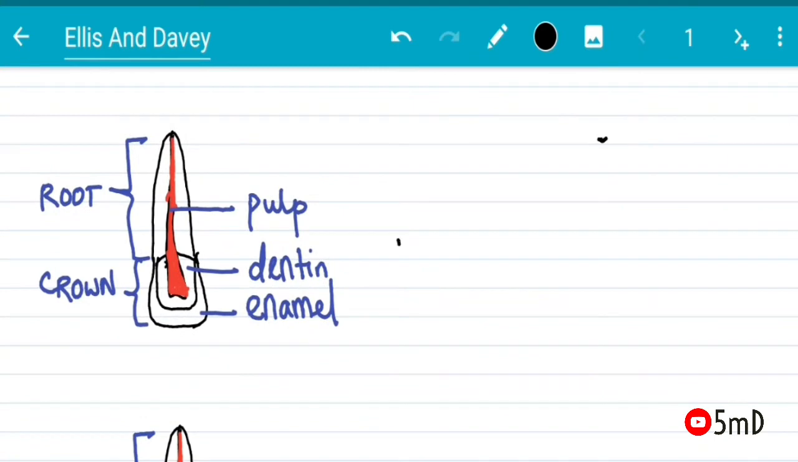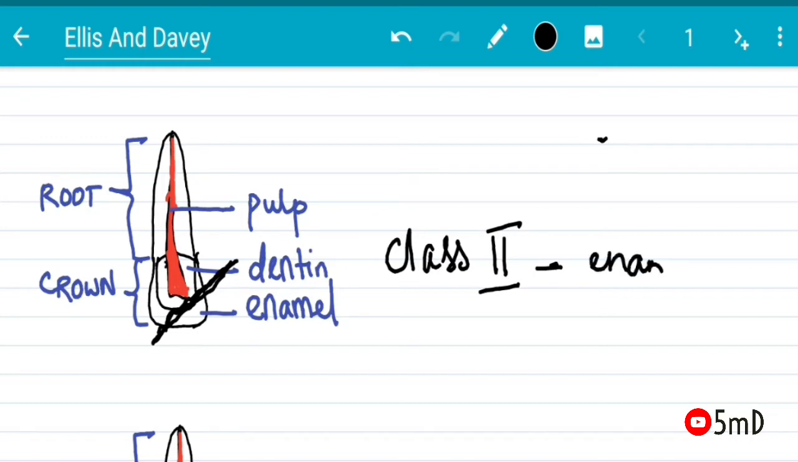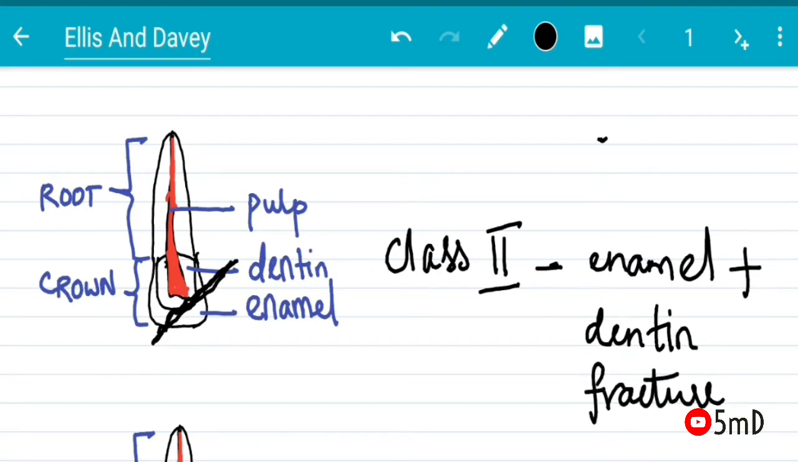What is class 2? The fracture line involves enamel and dentin, but not the pulp. So without pulp exposure, if the fracture line is going to involve enamel and dentin, it is class 2 Ellis and Davey classification.